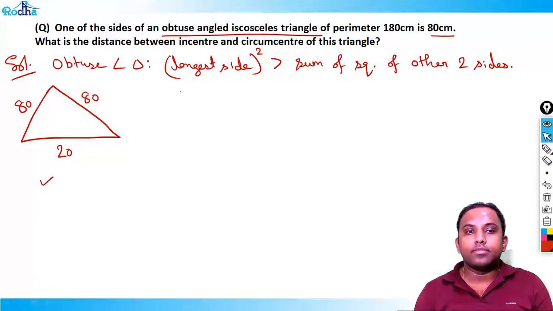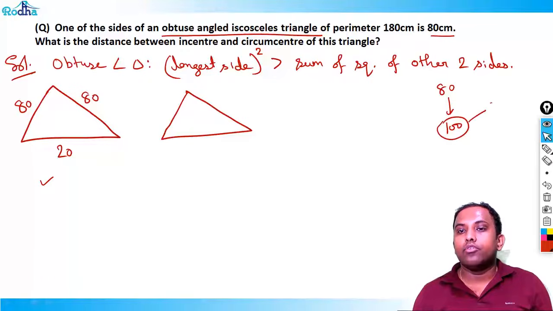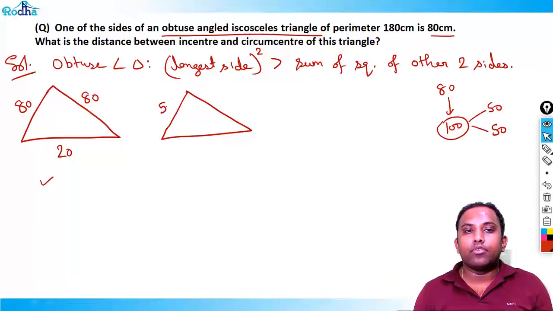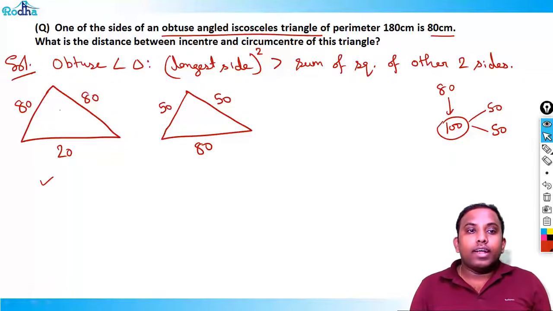And the second case is this one. If one is 80, then the rest two are equal, so 100 is left. So 100 will be divided as 50 and 50. That means one side is 50, this side is 50, and this side is 80. So these are two cases: 80, 80, 20 and 50, 50, 80.